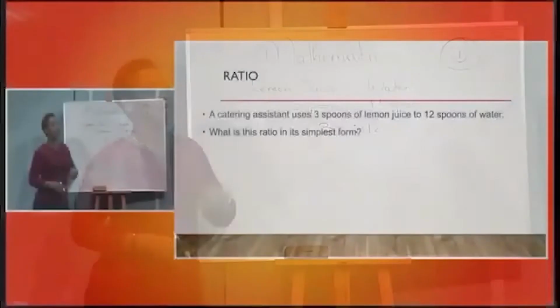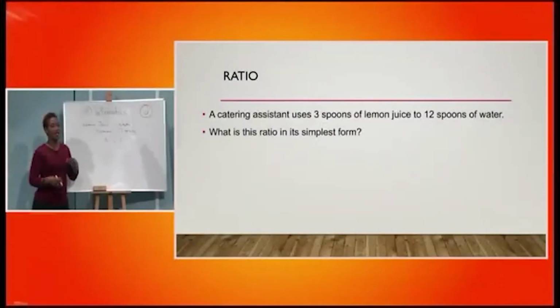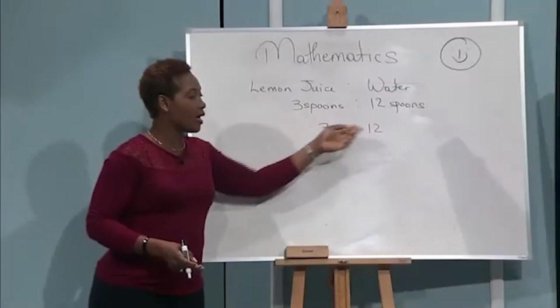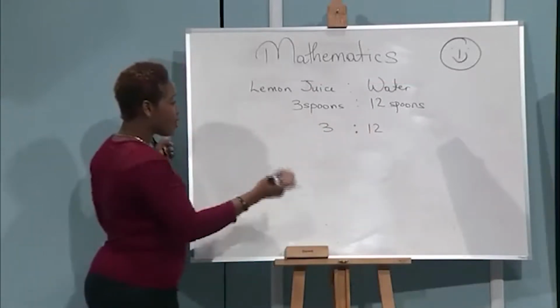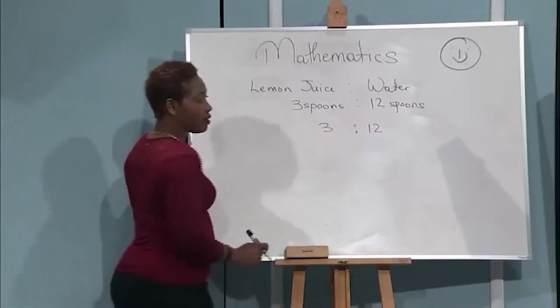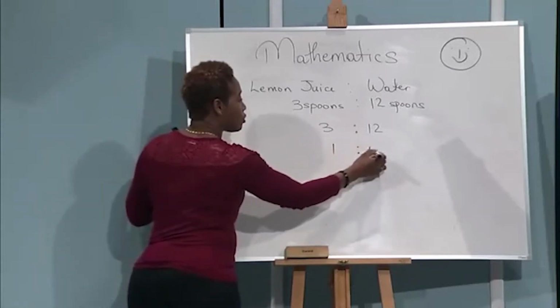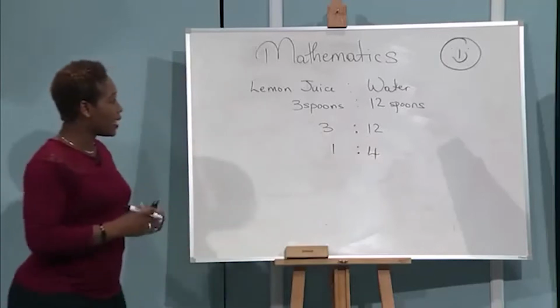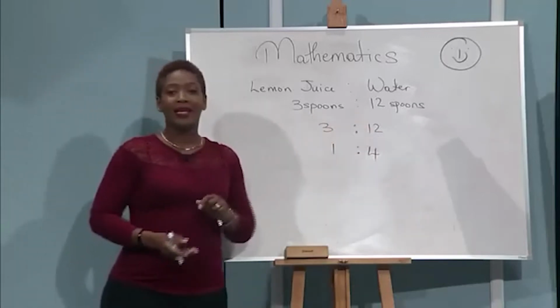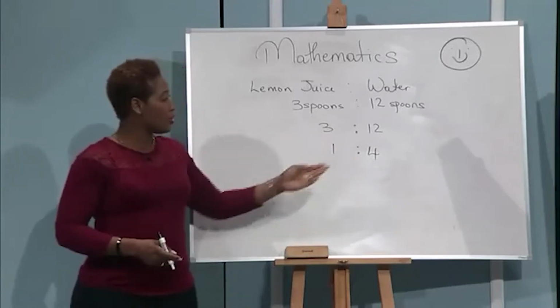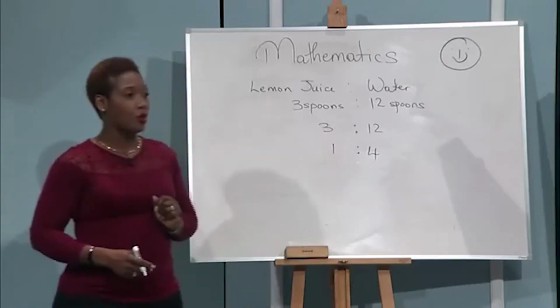The question says, what is this ratio in its simplest form? So what is it asking? Are there similar common factors with the 3 and the 12? Yes. 3 is a factor of itself, and 3 is also a factor of 12. 3 into 3 goes 1 time, 3 divided into 12 goes 4 times. So what we're saying is the ratio 3 to 12 can be simplified to give you 1 to 4. So now it is in its simplest form.